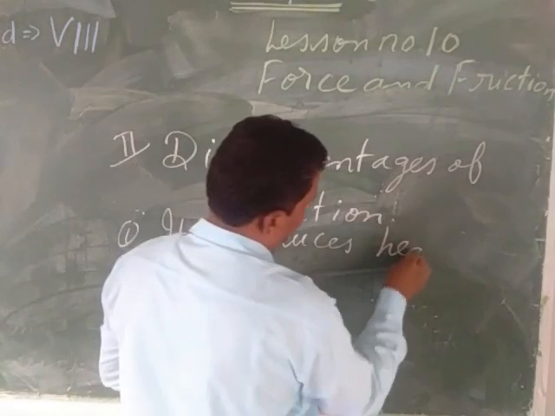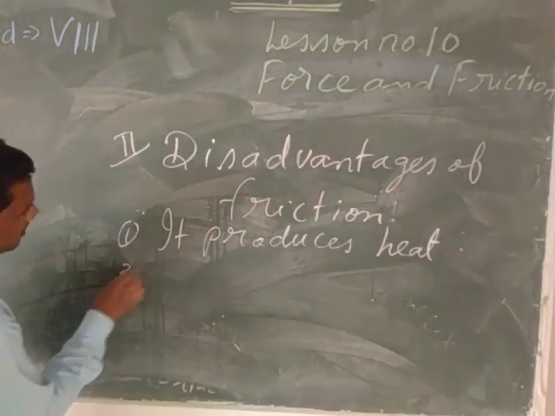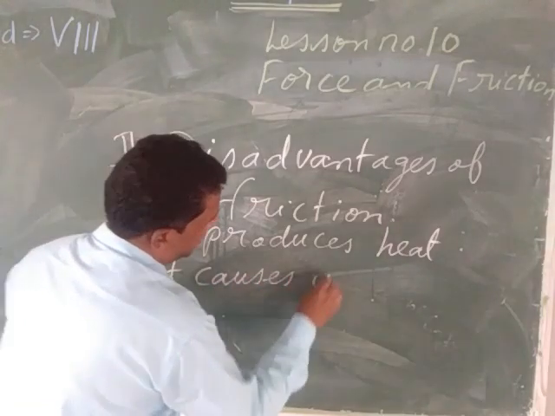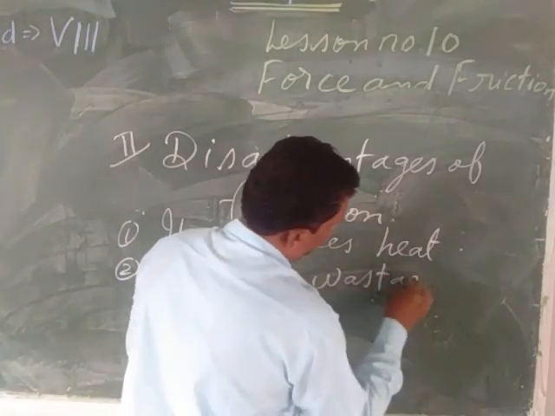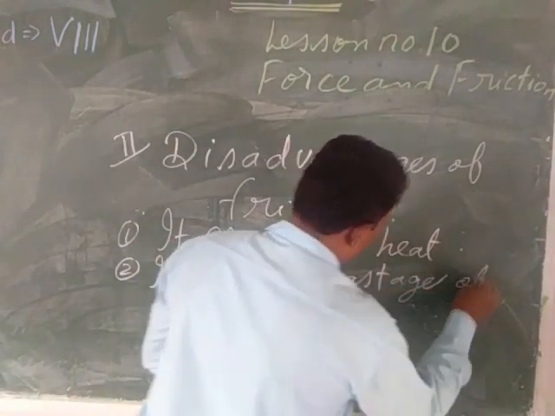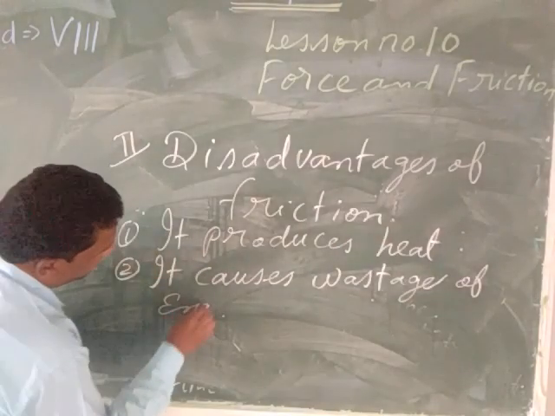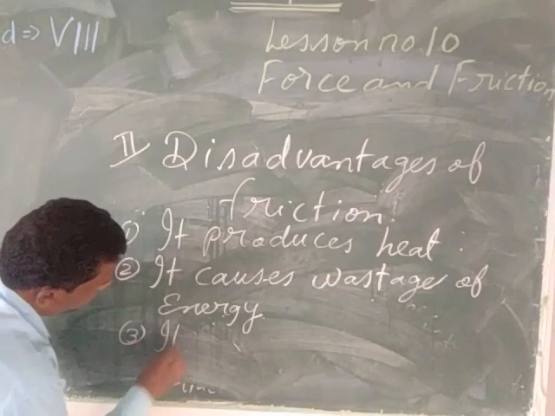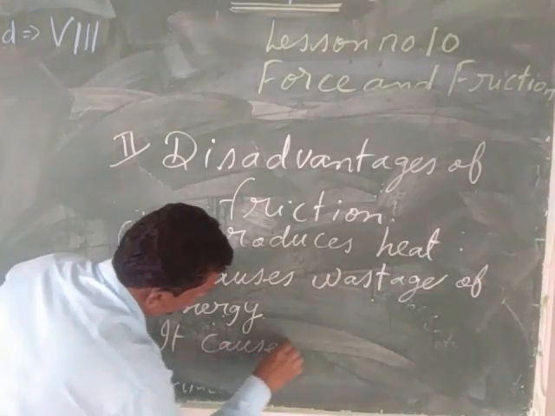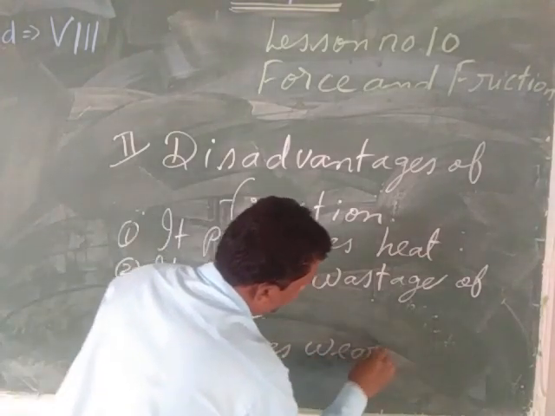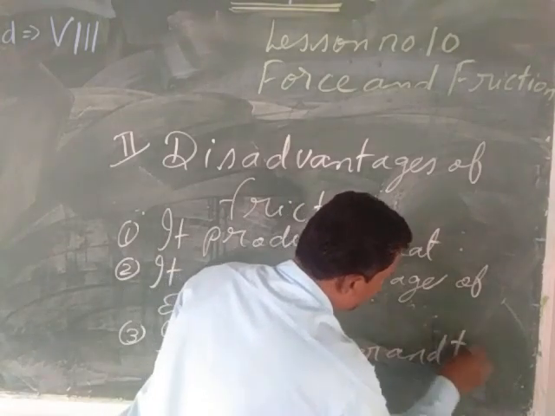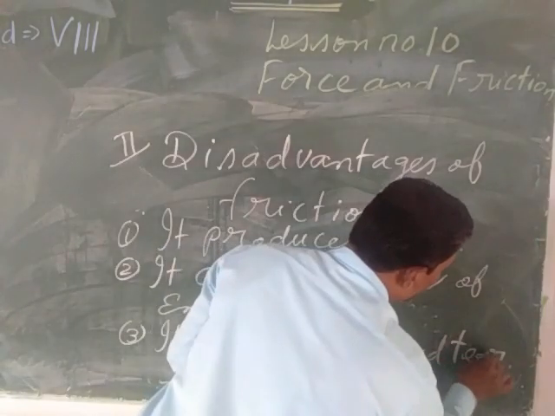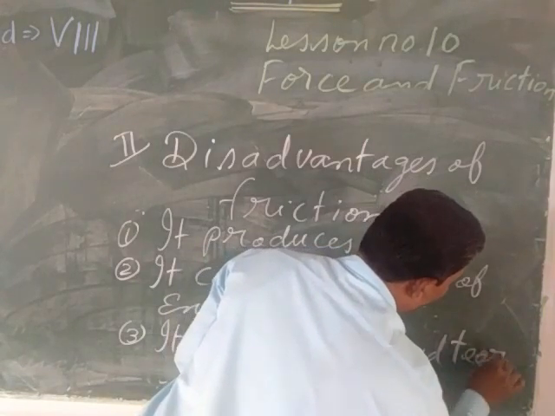It produces heat. Second one, it causes wastage of energy. It causes wear and tear. See my child, these are the three main disadvantages of friction.